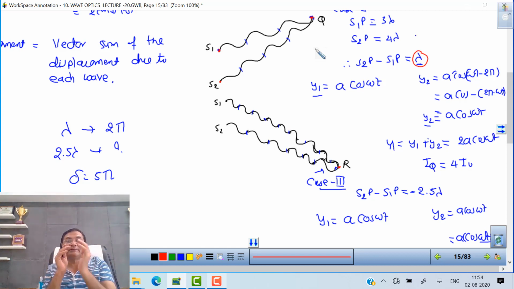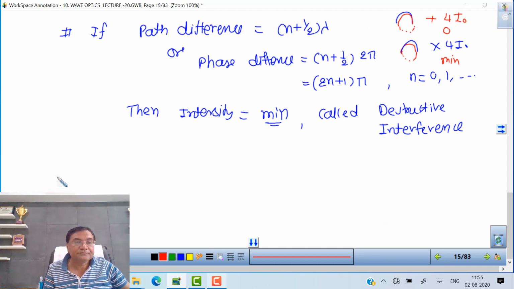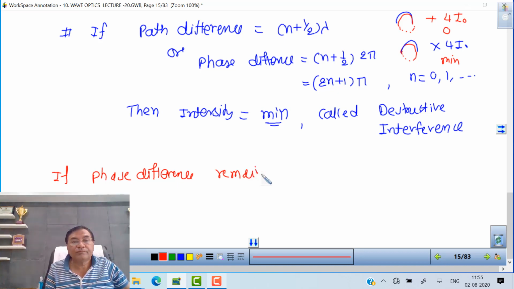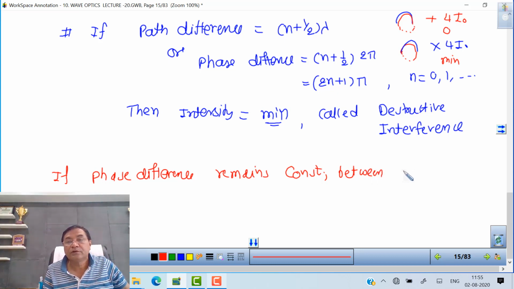So we are not getting permanently maximum displacement at Q and 0 at R. કારણ બદલાય કરશે. તો એવું થશે, ક્યારેક R પાસે પણ મેક્સિમમ થઈ જાય, Q પાસે 0 થઈ જશે. તો if phase difference remains constant between the two source or between the sources. આપણે બે સોર્સની વાત કરીએ. Two sources.